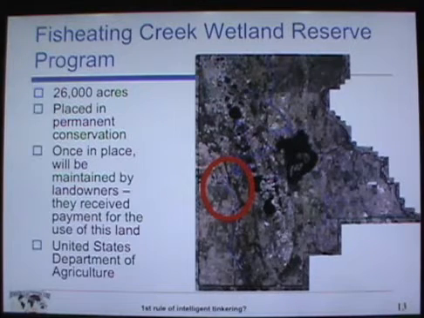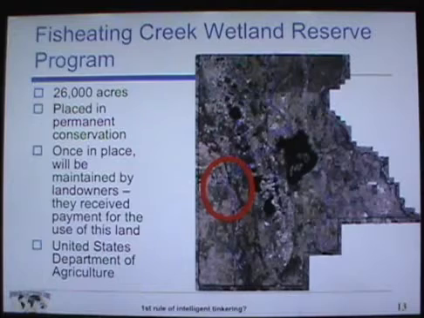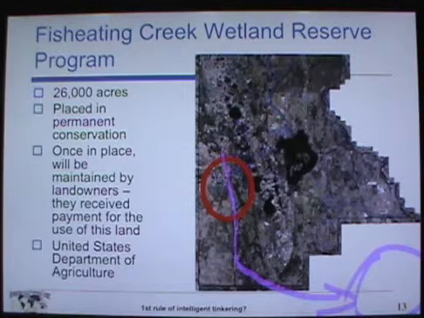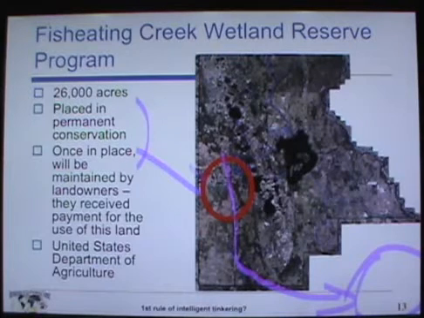Where that red circle is approximately where it's located. Fisheating Creek flows from this part of the county down and makes a turn and goes into Lake O, the big lake off the map there. 26,000 acres, permanent conservation is in place in this area. Can't do anything with it except farm it, maybe.